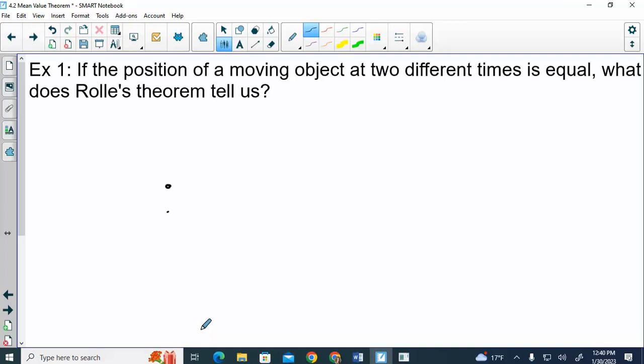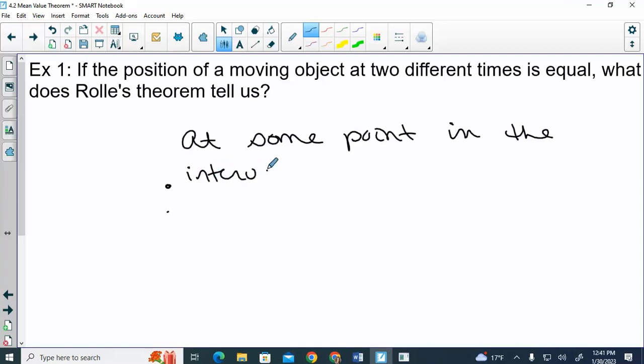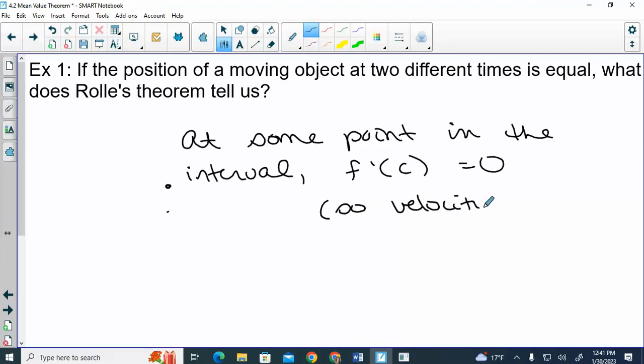Doesn't that make sense? If I take a ball and drop it, it starts out with a negative velocity. It's going to hit the ground and bounce back up and have a positive velocity. What happened at the instant when it was on the ground? The velocity was 0. It quit moving for a second. So all it's saying is that at some point in the interval, the derivative was 0. So the velocity was 0, which makes sense to us.